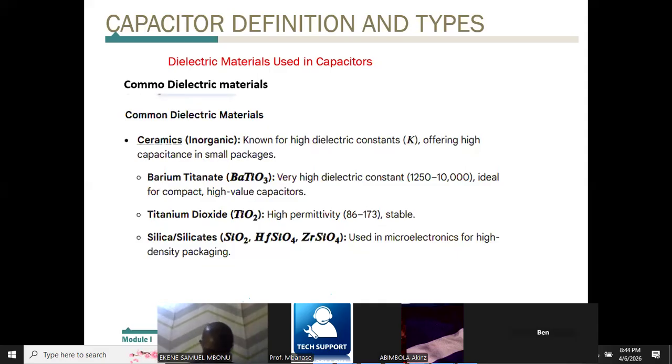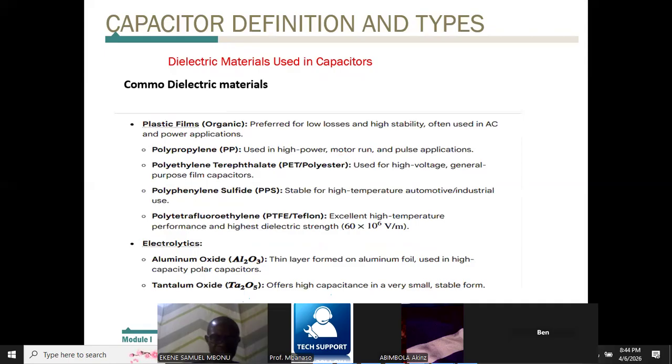Common dielectric materials, you have ceramic. In fact, most times a capacitor is named after the kind of dielectric material that is used in constructing it. You have ceramics, known for high dielectric constants. You have beryllium titanate. You have titanium oxide. You have silica. These are dielectrics. And then you have plastic. You have electrolytic. All these things. When you get the lecture materials, you go through them in detail. All these have different dielectric constants as we are going to see.